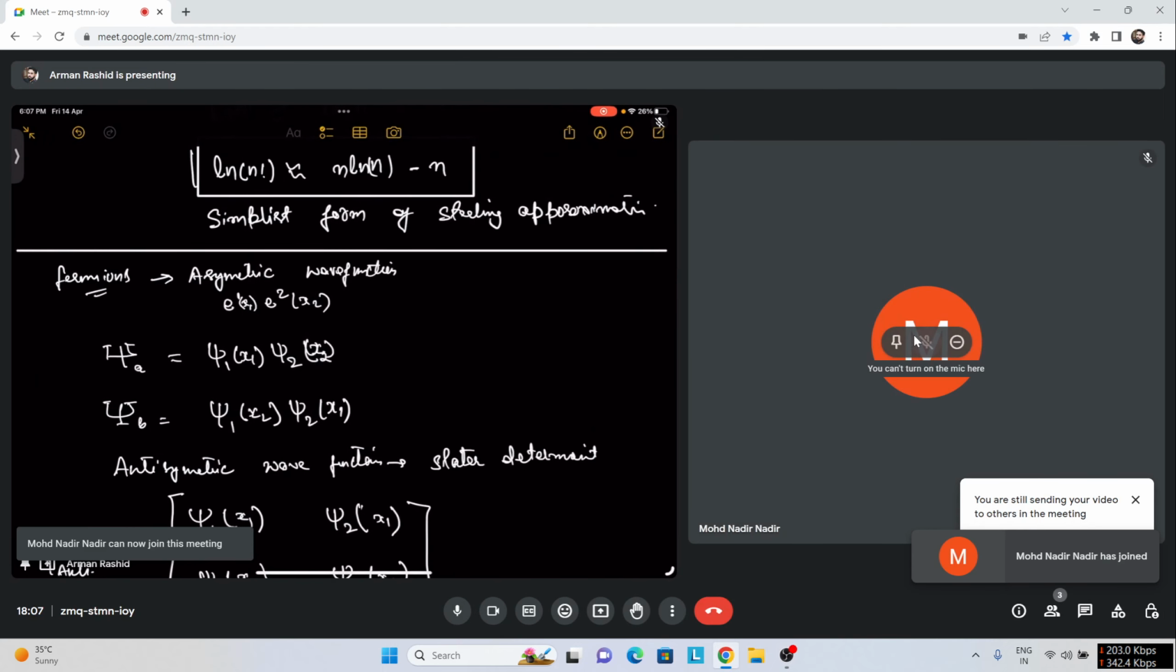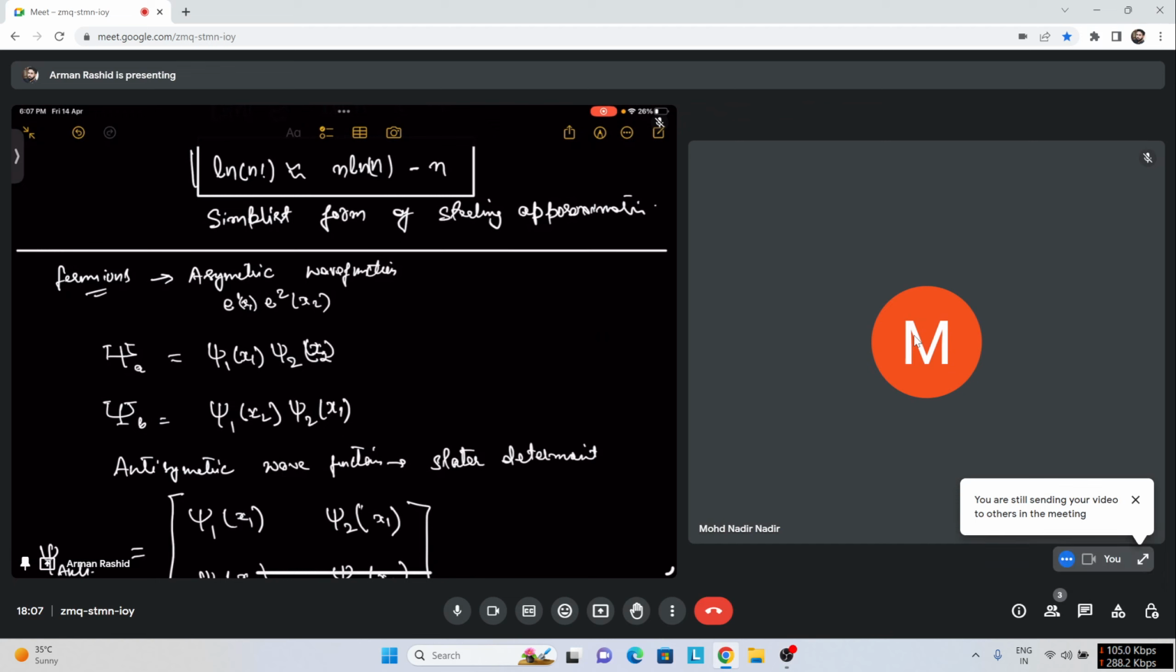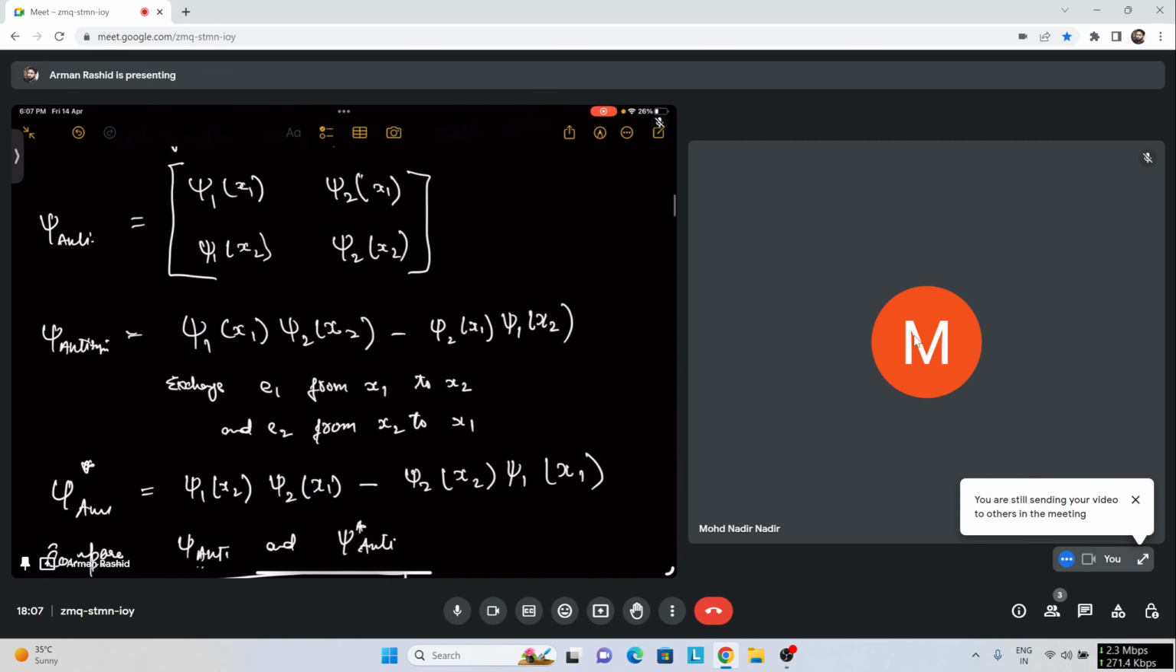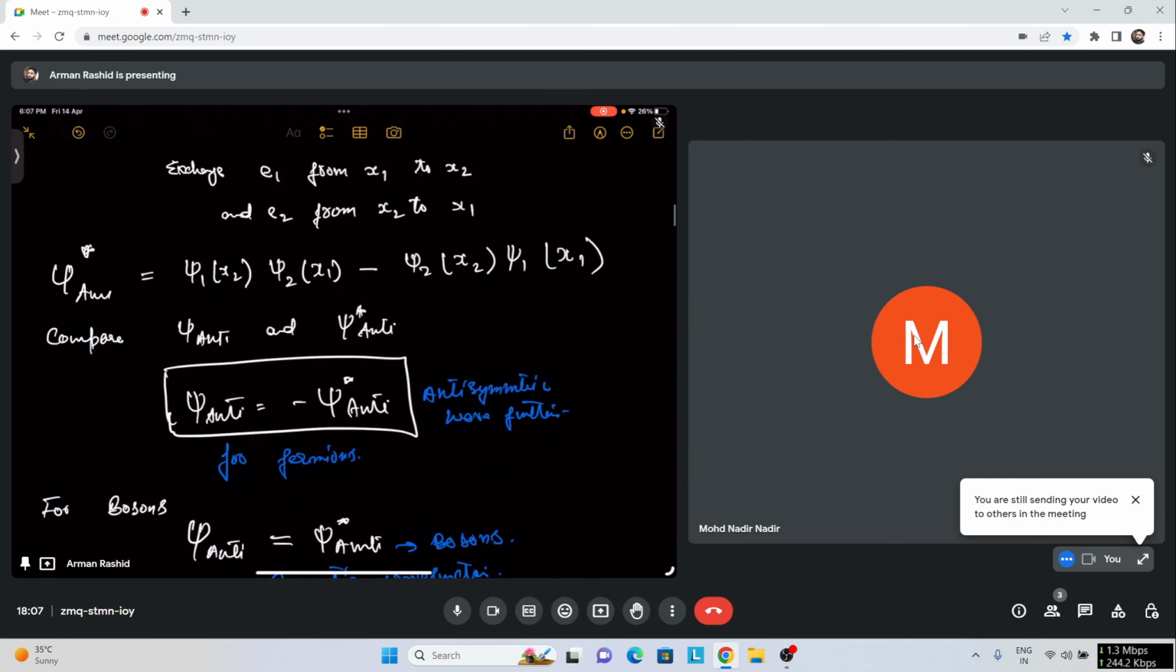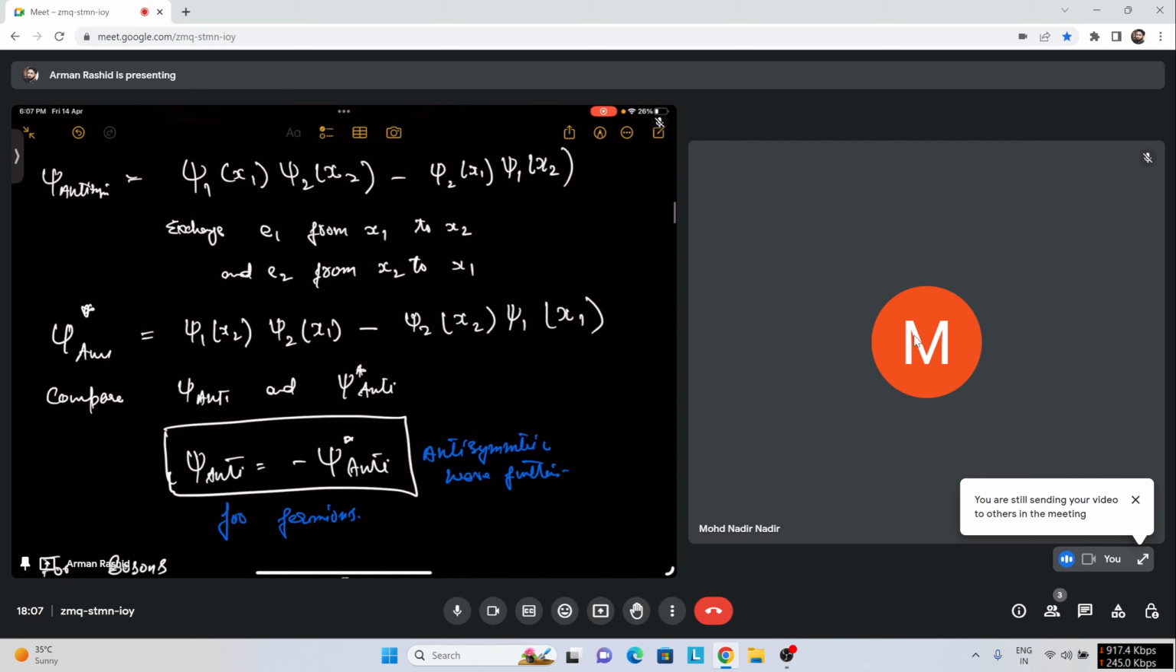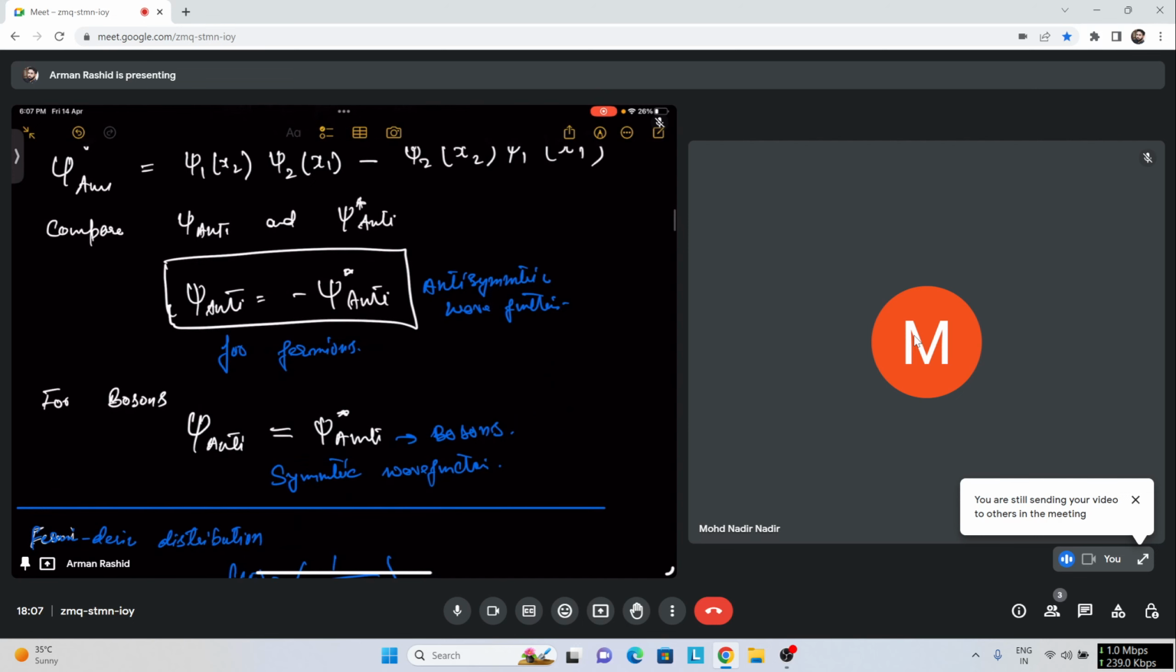What are the different types of fermions and bosons? The fermions should have an antisymmetric wave function, which can be derived using the Slater determinant. I explained how for fermions we can devise the symmetric and antisymmetric wave functions. But for the bosons it's not the case; in the case of bosons the wave function should be symmetric.